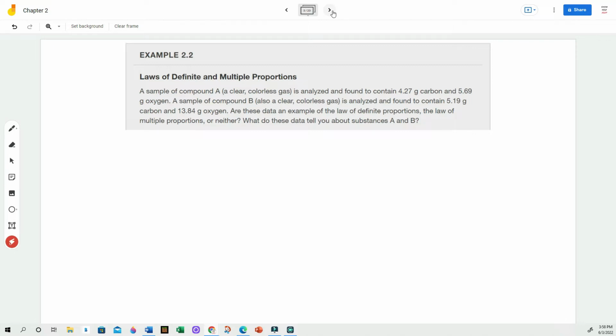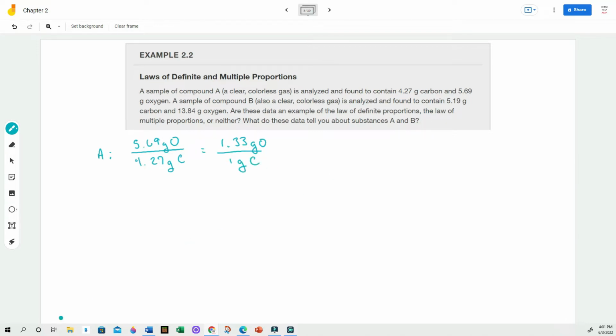Okay, so that was a lot of information there. Let's go ahead and pull our data out and start doing some analysis. All right, first looking at compound A. I'm going to compare the number of grams of oxygen to the number of grams of carbon. And I'm going to do that by dividing the 5.69 grams of oxygen over the 4.27 grams of carbon. This reduces to 1.33 grams of oxygen over 1 gram of carbon.